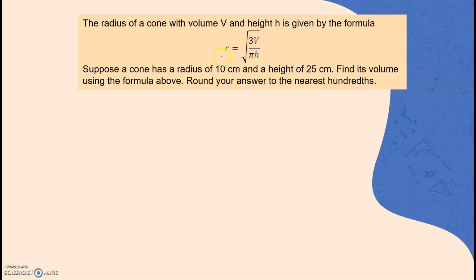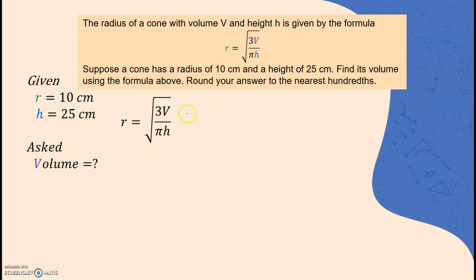So, yun na nga, ito lang yung formula. Tapos, you have to identify your given. So, given lang is the 10, which is the radius, and then yung height, 25. Then, the asked one is the volume. So, ito lang yung formula na gagamitin mo. So, basically, you're just going to plug in these values in the formula.